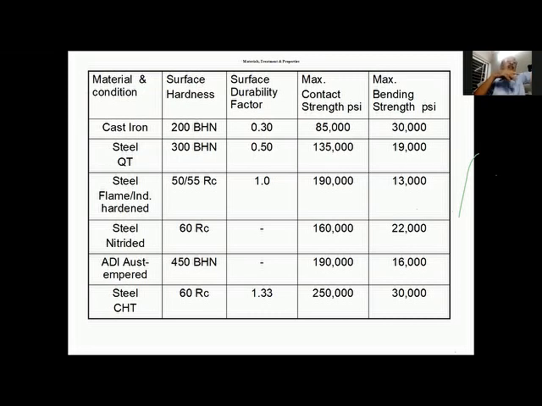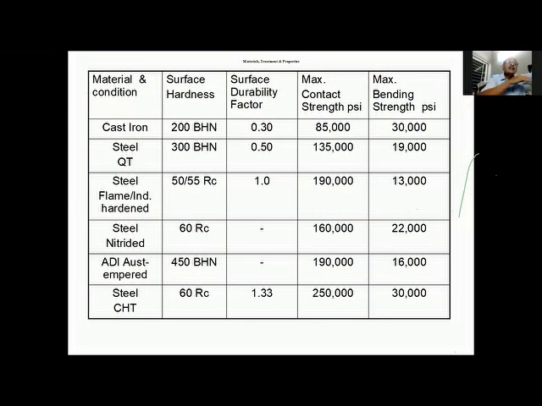Next is the steel which is flame or induction hardened. That can go up to hardness levels of 50-55 HRC. It has very good surface durability because of the hardness and predominantly martensitic microstructures. The surface contact strength is very good, but the bending strength is not.